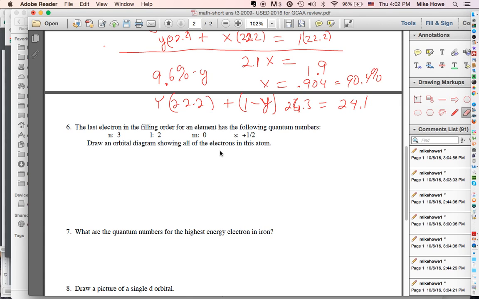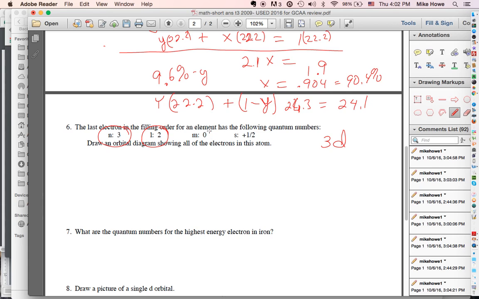So now we're ready for question number 6. It tells us that, and I went through this fairly closely in class, so I'm not going to go real fast or real slow, but we're going to write the filling order for an element that has the following quantum numbers. So the first thing you look at is n equals 3. If n equals 3, you know your last electron's in the third energy level, and then L equals 2 means 3d. So third energy level, d sublevel.